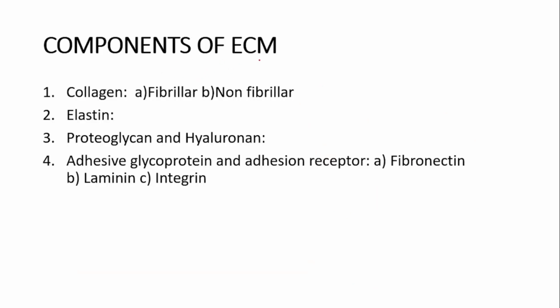So the components of the extracellular matrix: collagen, among which we read about fibrillar and non-fibrillar collagen. The next one is elastin. The ability of any tissue to recoil and return to its original structure after physical stress is due to elastin. Elastin is important in cardiac walls, large blood vessels, uterus, skin, and ligaments.